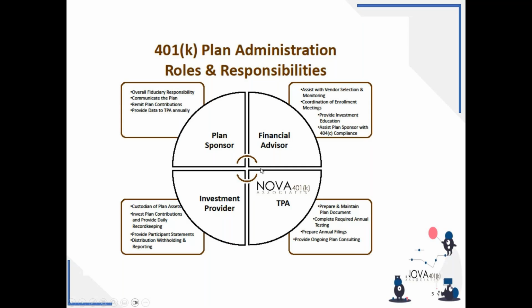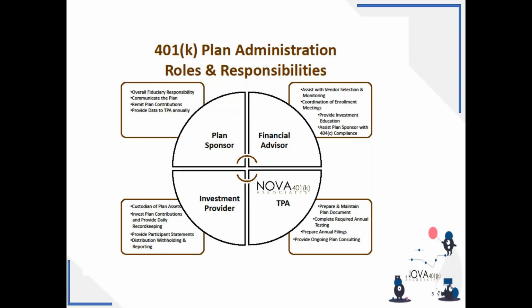Then finally, we have the TPA, which is also the third-party administrator, and that is how NOVA's role is done with your plan. And in our role as third-party administrator, we will prepare and maintain your plan document. We'll complete the required annual non-discrimination testing, and we'll prepare annual filings, such as the Form 5500. We're going to be going through how these three items that I just talked about work as we go through the presentation. And we'll also provide ongoing plan consulting for your plan.